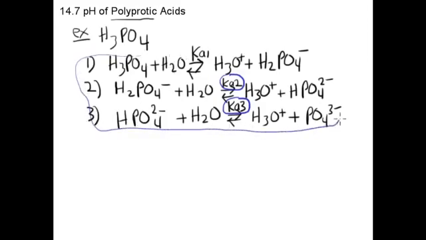And so it would mean you would have all those products on the top of your equilibrium expression multiplied by each other, all those reactants on the bottom multiplied by each other. So if you wanted the overall K value, you would multiply the Ks.